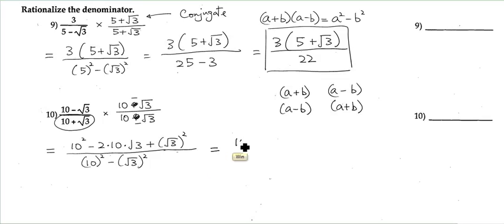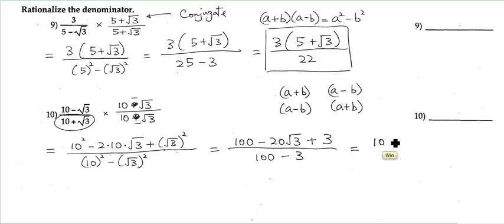Continue to simplify. 100 minus 20 radical 3 plus 3 over 100 minus 3. So that becomes 103 minus 20 radical 3, and then the whole thing divided by 97.